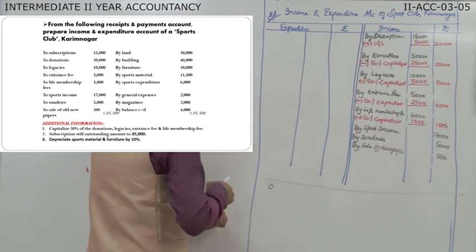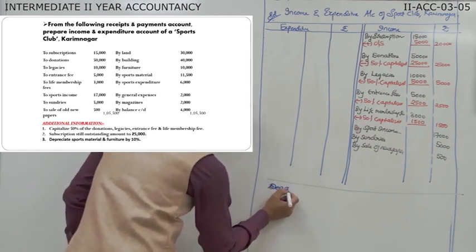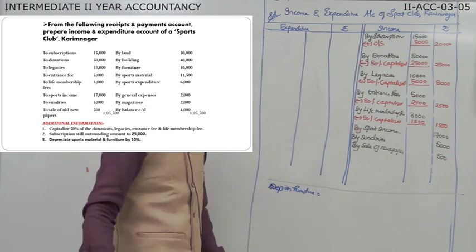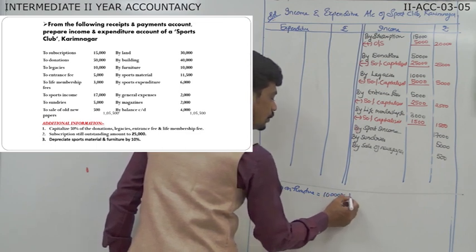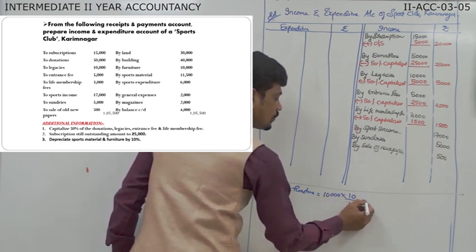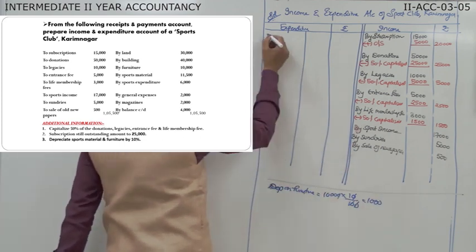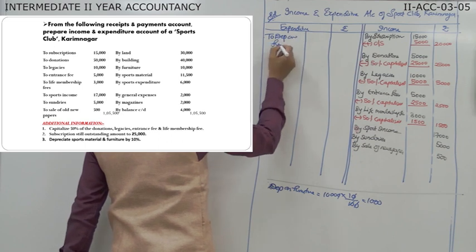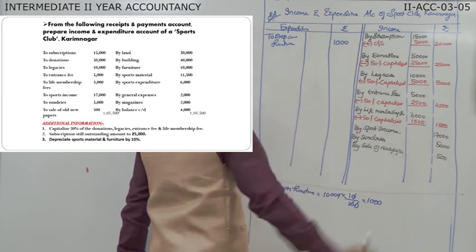So, depreciation on furniture is equal to, what is the value of furniture? 10,000 into 10%. Cancelling the zeros, 1,000. So, to depreciation on furniture amounts 1,000.